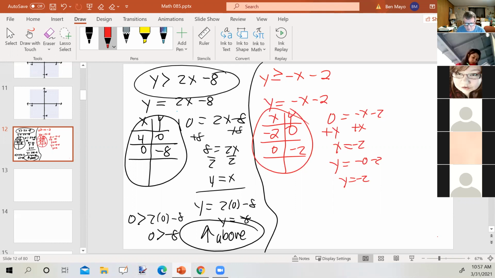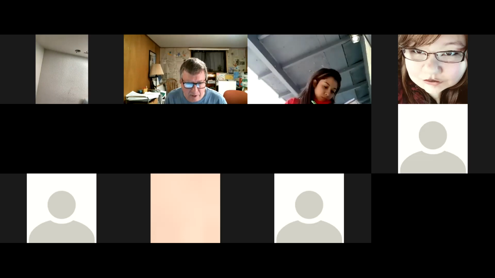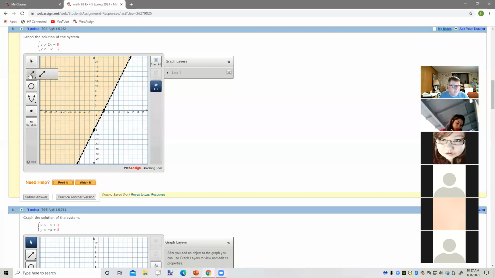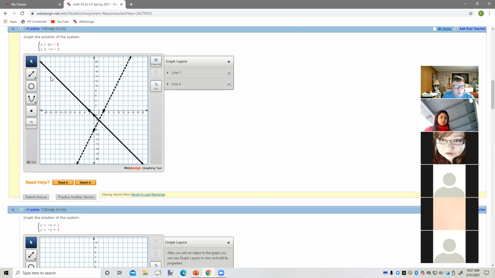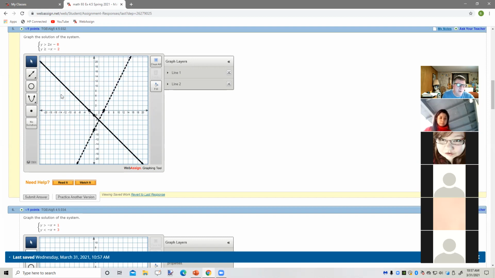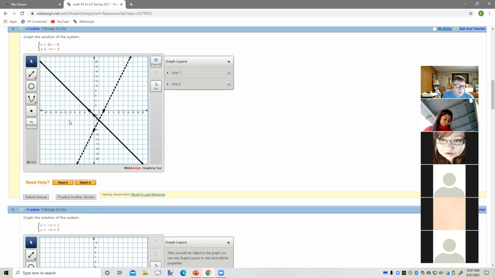Okay, so we'll go back to the WebAssign screen and start with a new graph. And I've got -2, 0, and 0, -2. This says y is greater than or equal to, so it includes equal to, so we want this second line to be solid. Now, notice what happened. When I put that line on there, my shading for that first line disappeared. Not to worry, we're going to come back to that.